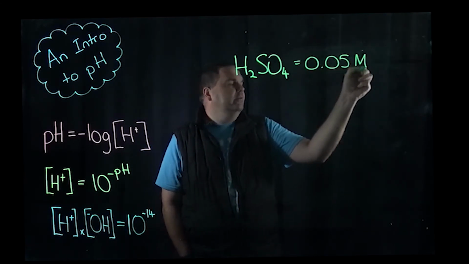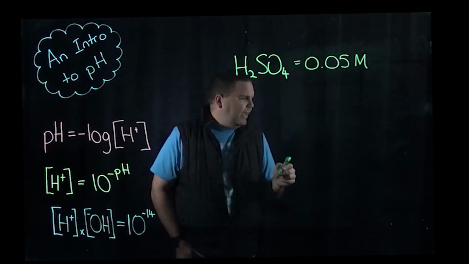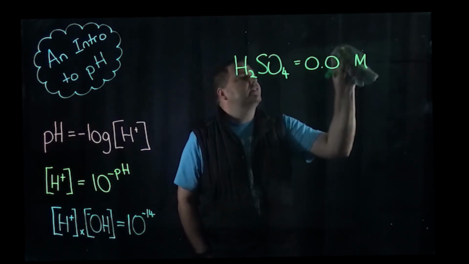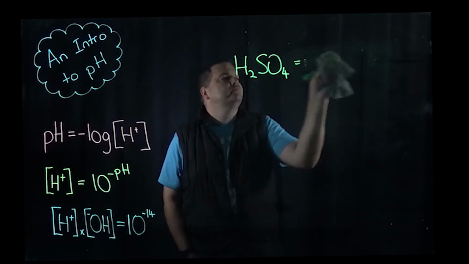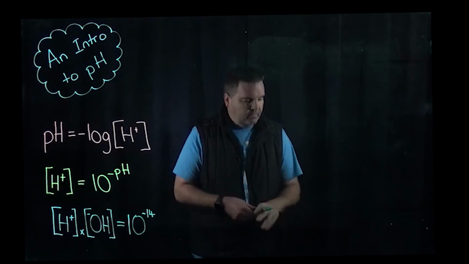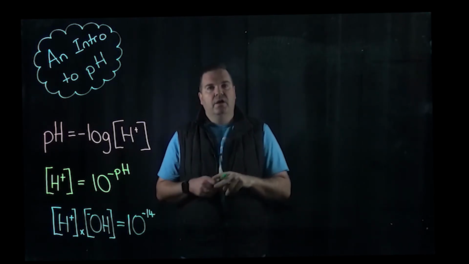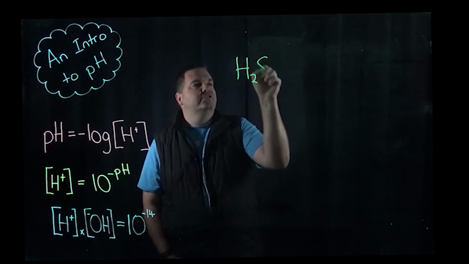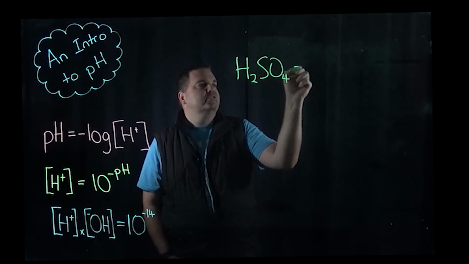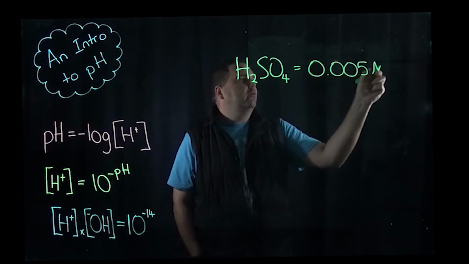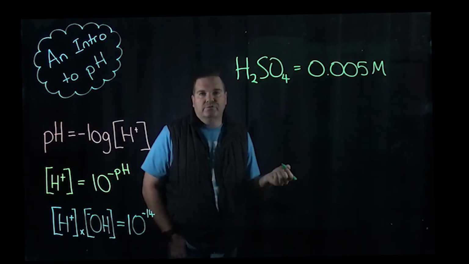And if we've got some sulfuric acid that has a concentration of 0.05 molar, we need to work out, sorry, I just need to change that concentration a little bit. Three, two, one.